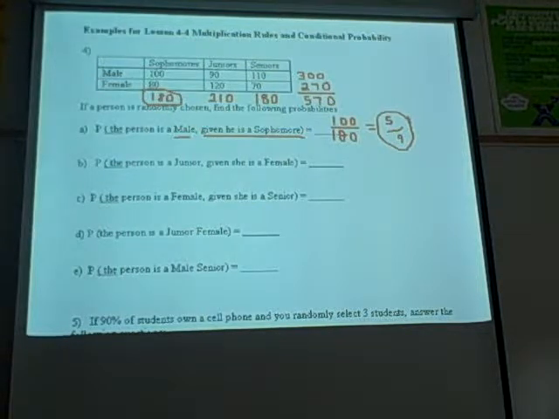Okay, B. The person is a junior given she is a female. So if it's given that she is a female, what number am I going to use for my denominator here? 270, right. Only consider the females. Ignore the rest, okay? I'm going to cross this out. Only going to look at the females if it says given she is a female. So I have a total of females, 270.